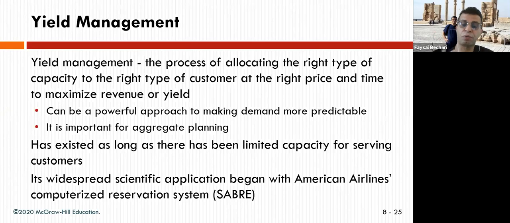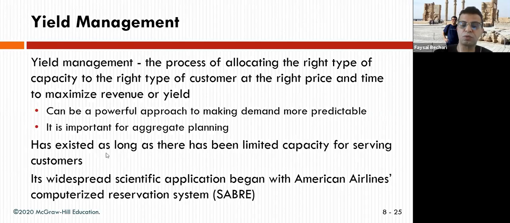If these are synchronized with each other, it will maximize your revenue or yield. It can be a very powerful approach to making the demand more predictable. If you can predict all these, it's very powerful, and you can survive with a minimum profit. It's also important for aggregate planning, and it has existed because there is limited capacity for serving customers. So if you can manage the right level of allocation of capacity for the right customers at the right price and time, then you will be able to maximize your profit.